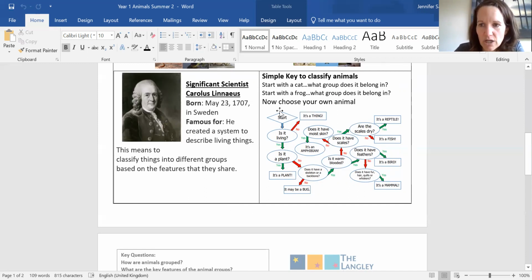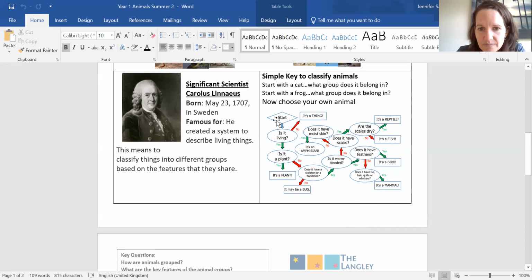And the next thing that we're going to be learning about next half term is our simple keys to classify animals. So this is a key. Ooh, it looks quite confusing. But if you follow the arrows and follow the questions, then you'll see what happens. So let's start here. Start with a cat. What group does it belong to? So we're using Carl Linnaeus's sorting system.